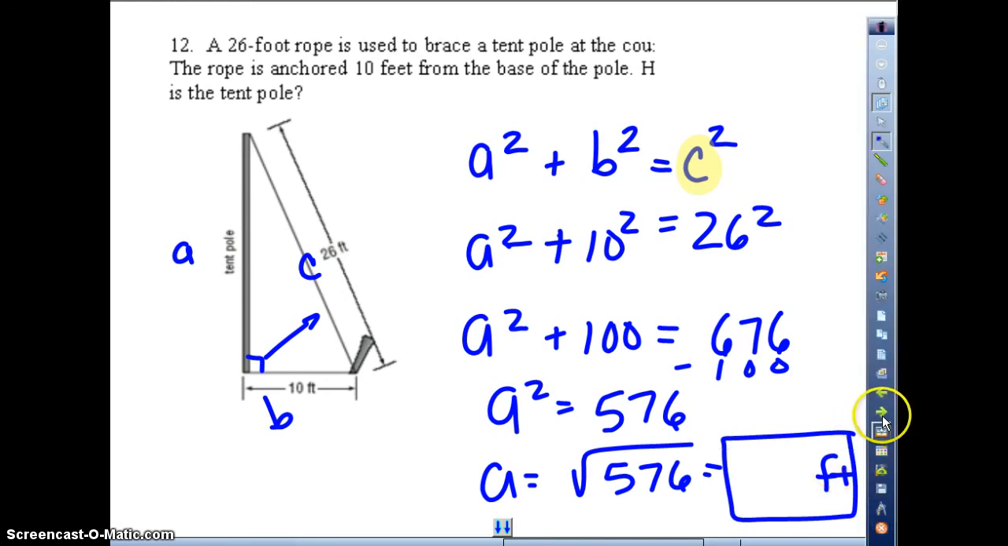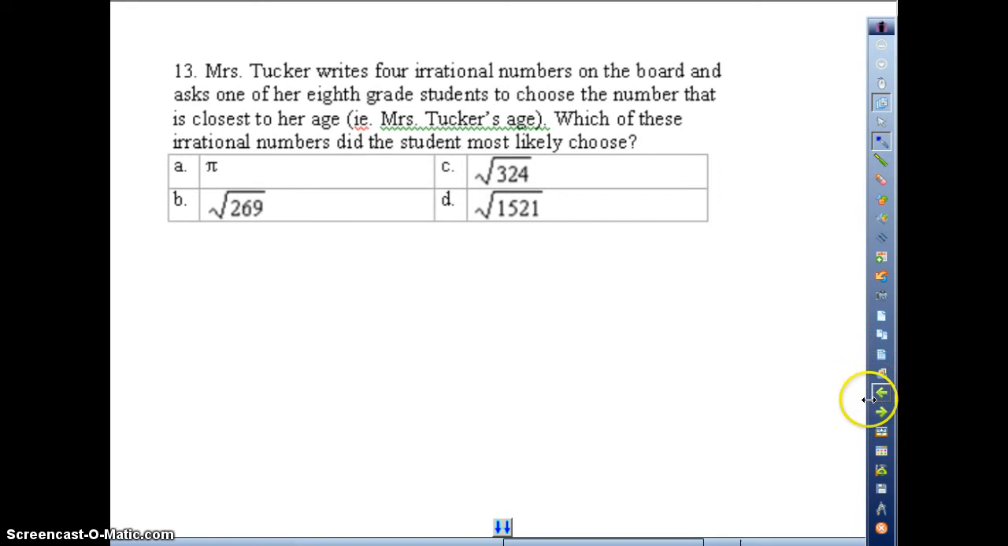Okay? What's the height of the pole? 13. Mrs. Tucker writes 4 irrational numbers on the board and asks one of her 8th grade students to choose the number that is closest to Mrs. Tucker's age. Which of these irrational numbers did the student most likely choose? Well, pi is 3.14, and I can tell you, I am not 3 years old. It's not that one.